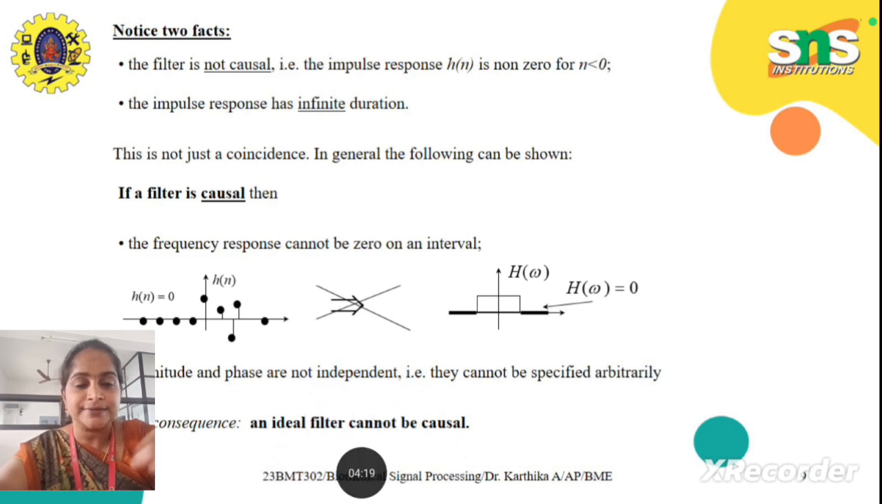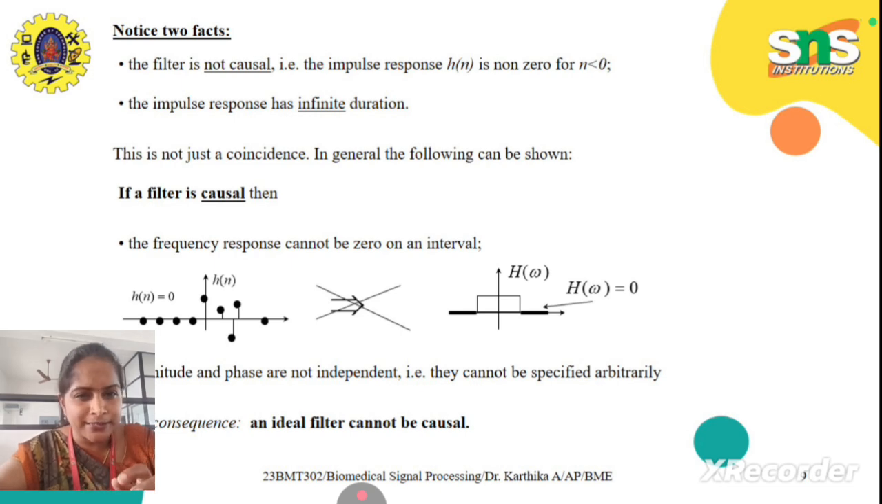Here we have to consider two facts. First, the filter is not causal. The impulse response h of n is non-zero for n less than 0. The impulse response has infinite duration. This is not just a coincidence. In general, the following can be shown: if a filter is causal, then the frequency response cannot be 0 on an interval. Here the magnitude and phase are not independent. They cannot be specified arbitrarily.